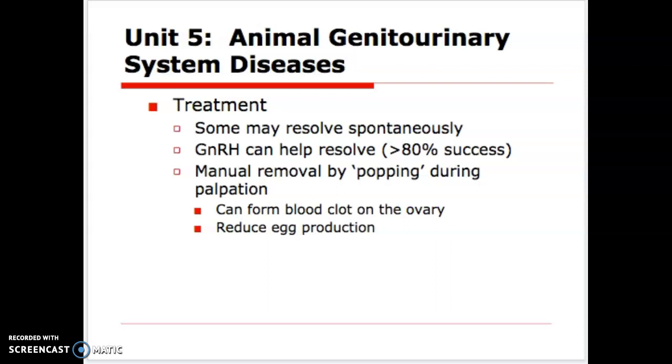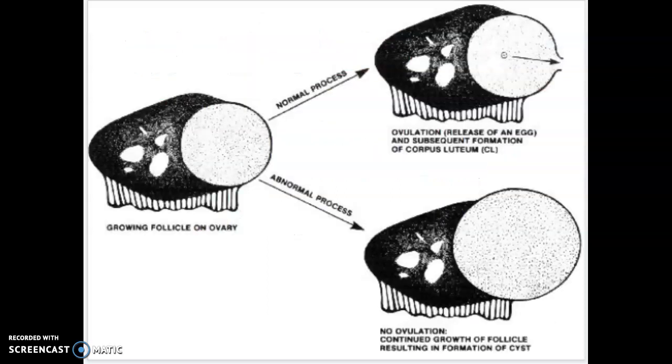And then the old way that I would absolutely not encourage is manual removal, kind of like you would do with a blister, pinching or popping that thing during palpation. I would highly discourage that because it can cause scar tissue, bleeding, and blood clots on the ovary, and therefore reduce egg production. That would not be something that I would recommend, although it is an old school way of helping remove those cysts.